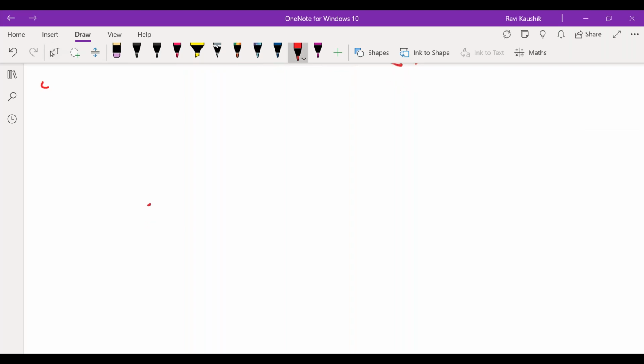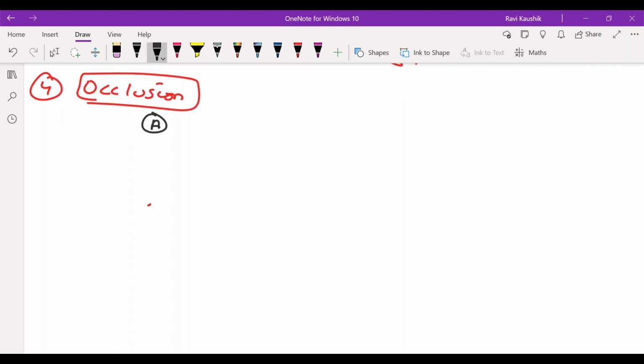Let us now talk of the fourth property, which was occlusion. Now, what is occlusion? Let us try to understand occlusion by a simple line diagram. Let us say these are two different neurons. This is neuron A. Its axon is giving multiple branches. Let us say 5 branches.